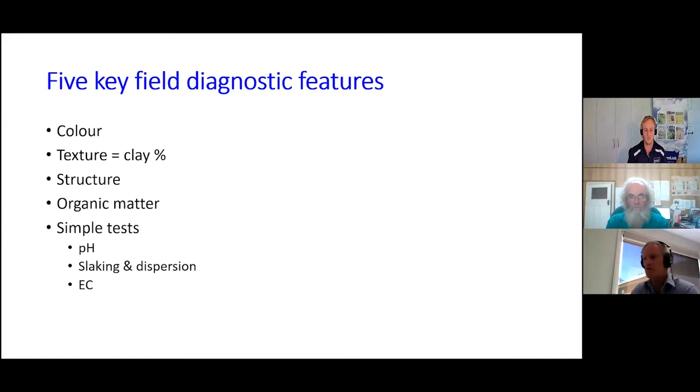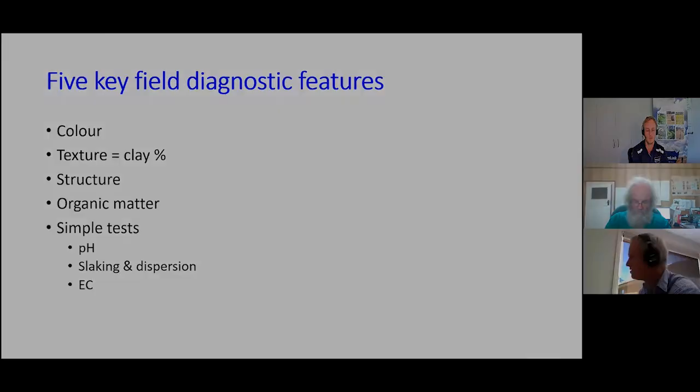If you take nothing else from this presentation, I would like you to take these 5 key points. We're looking for colour, texture, structure, organic matter, and there are 3 simple tests that you can do: pH, acidity, slaking, dispersion, and EC. I talk about those in the 7 minutes of video to follow, but I'll say it again: colour, texture, structure, organic matter, and those 3 simple tests.